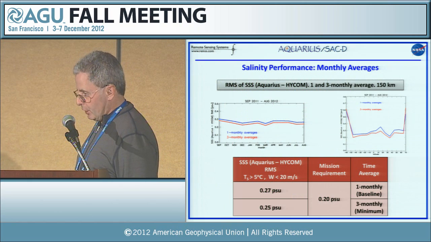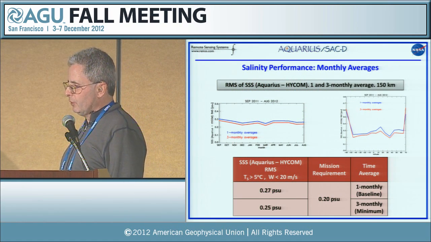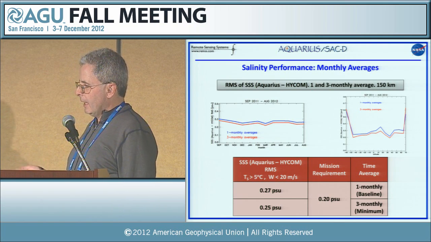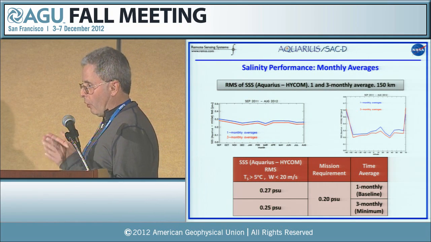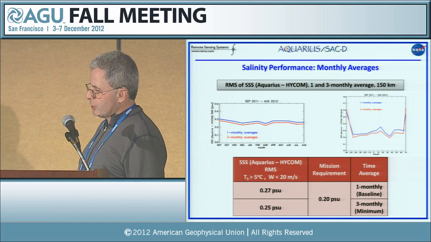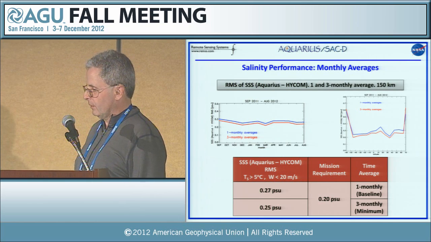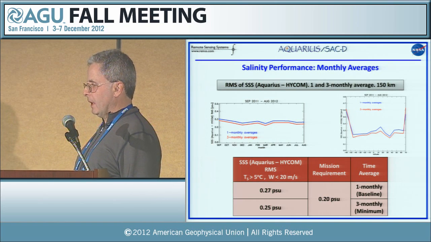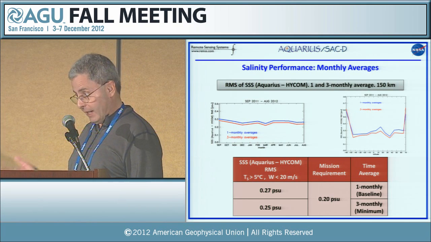That is monthly averages. The mission requirement is for monthly 150 kilometer, 0.2 PSU. It shows here as a function of time, and the right panel is a function of latitude. Again, you see at high latitude where the cold water is, you have biases, but in between, we are reaching now on a 1 monthly average that the baseline requirement is, they call it 0.2 PSU, about 0.27, and for 3 monthly average is about 0.25 PSU. And again, that's comparison with HYCOM.